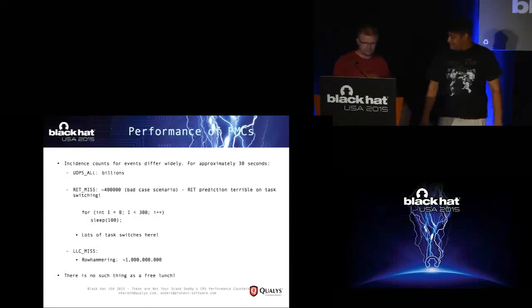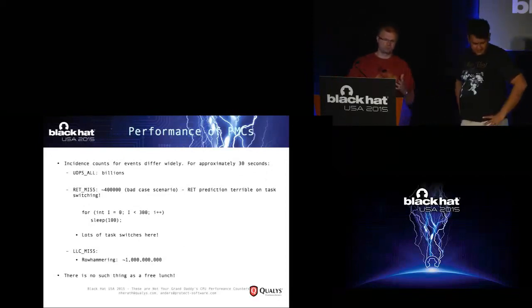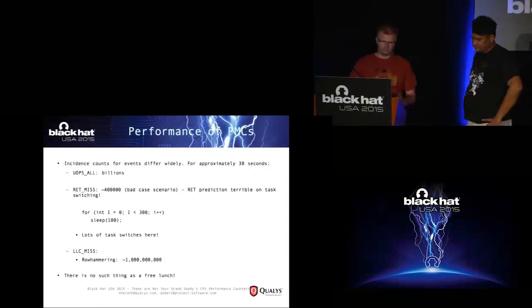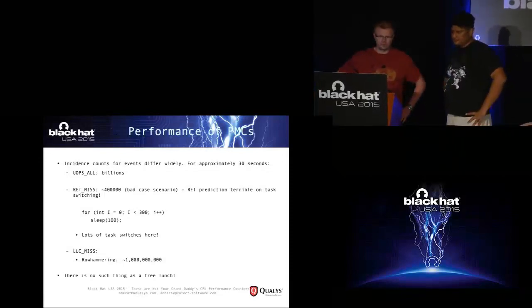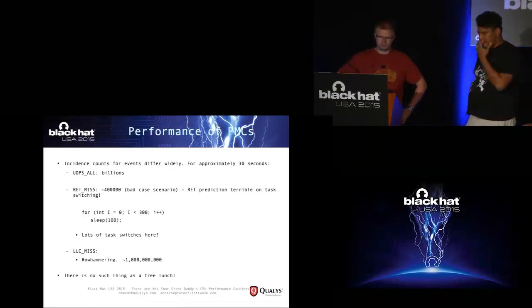So we have different incidence counts for different types of events. What we did was time about 30 seconds of different kinds of activities. If you use the all micro-ops counter, you get billions. So doing an interrupt on every one of these will surely slow you down.